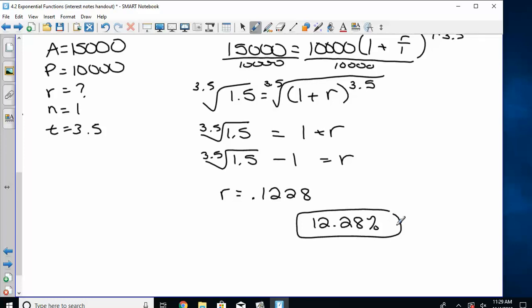So we're not always just plugging in and getting an answer. Sometimes you might have to manipulate the equation a little bit and solve for something. Are there any issues with that one? I'd like to do a few more, and then we'll have some time to work on homework.